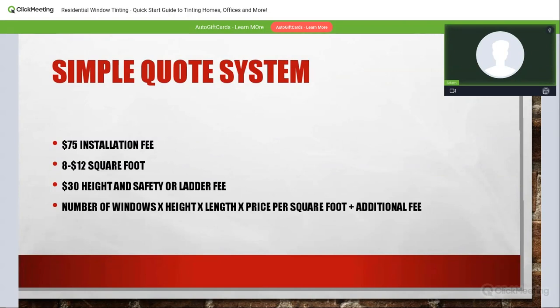Now, when I made this, film was a little bit cheaper. We're looking at about $1.20. It's gone to about $1.80 for most films that we use. We want to do 8 to 10, $12 per square foot. I typically do about $12 per square foot.